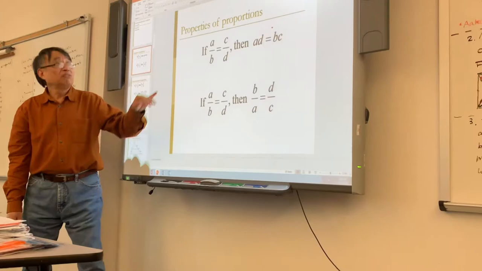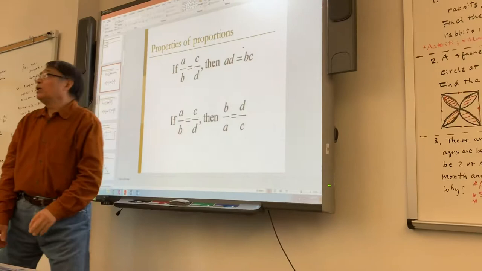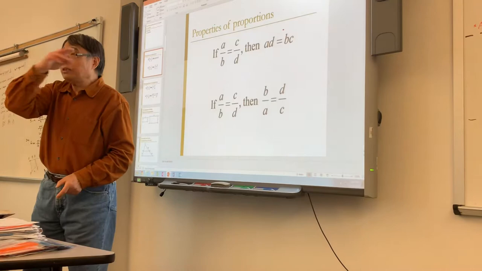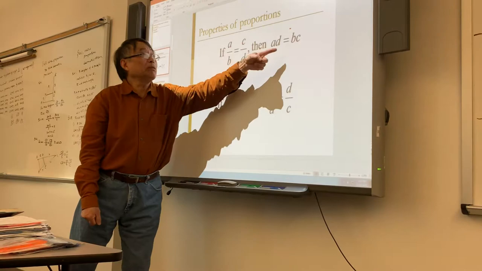First one, if A over B equals C over D, then AD equals BC. Who can tell me how to get this property? Yes? Cross multiplication. Do you understand her, please? B times C, BC. A times D, AD. By cross multiplication first, easy work.